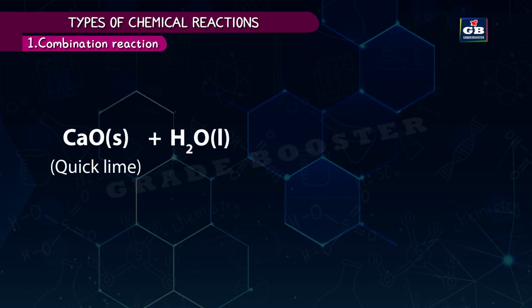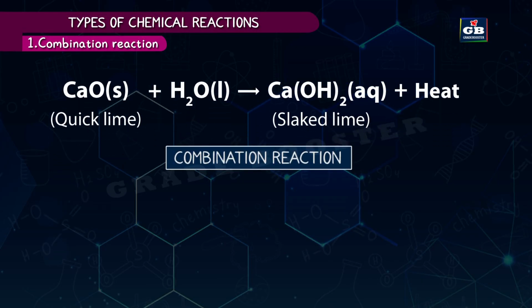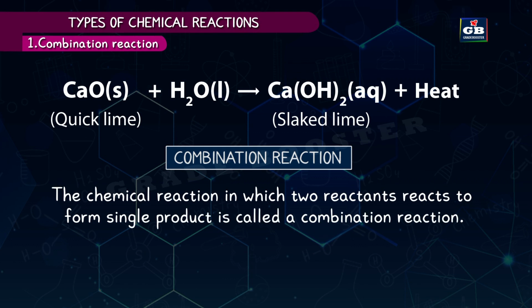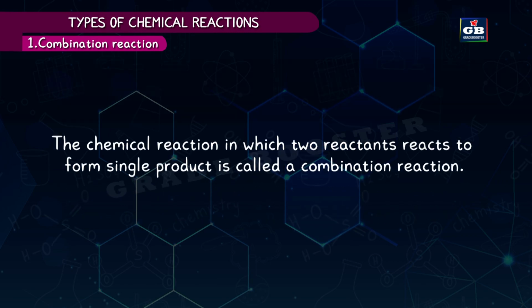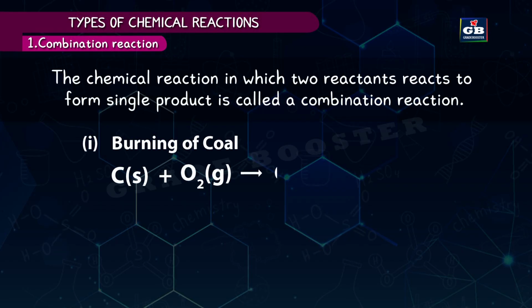In this reaction, 2 reactants, that is water and calcium oxide, react and form a single product, that is calcium hydroxide. Such reactions are called combination reactions. The chemical reaction in which 2 reactants react to form single product is called a combination reaction. Some examples of combination reactions are 1. Burning of coal. Carbon plus oxygen gives rise to carbon dioxide. So here 2 reactants combining together and forming a product, carbon dioxide.